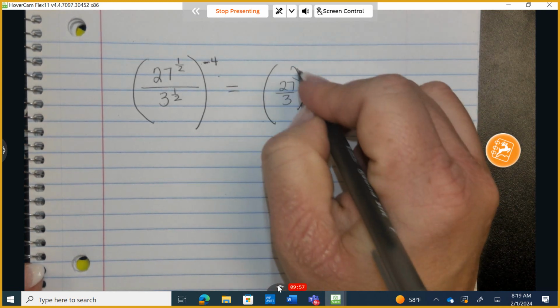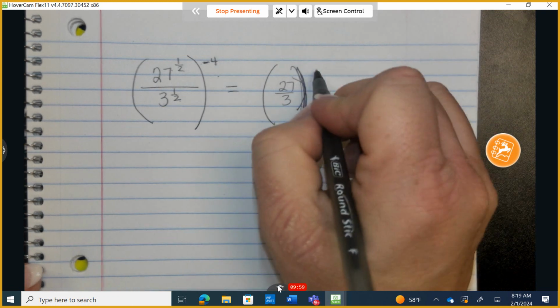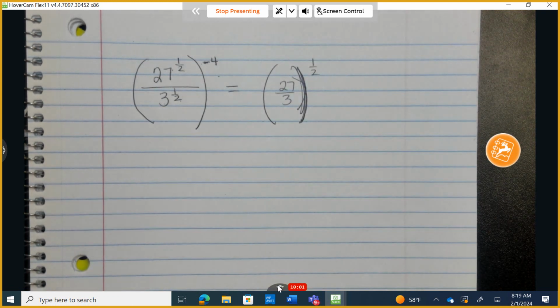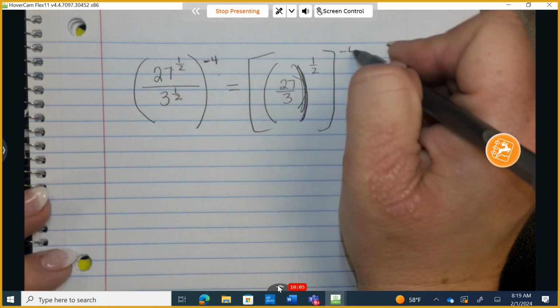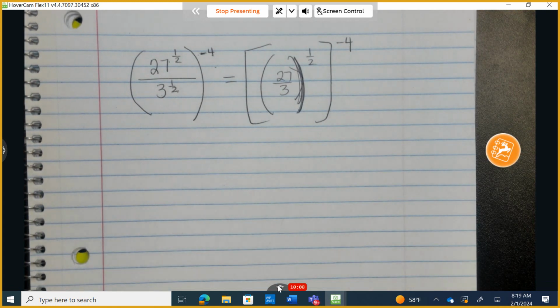And they both have a 1/2. That's why I can do this. If they didn't have the exact same exponent, I could not. Don't forget about the -4. So now it's like I've ordered these. I've decided what order I am going to divide these in.